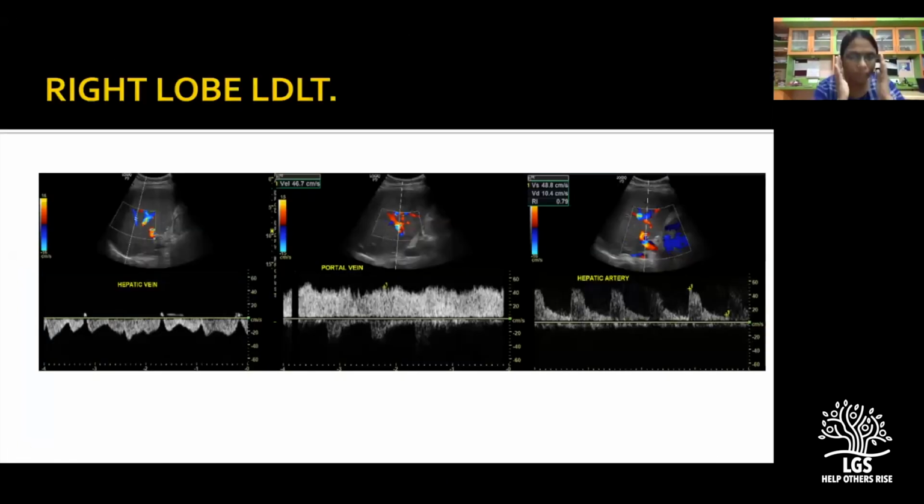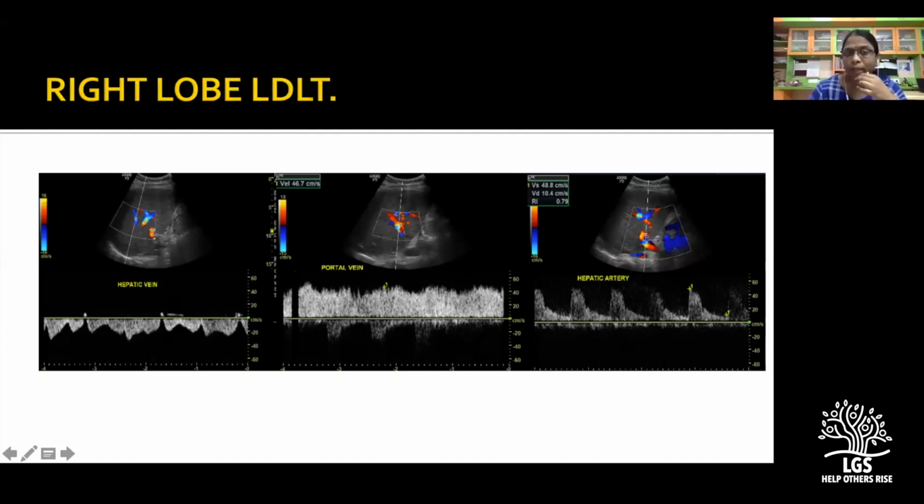So before ending this session, I just want to focus on this thing. This is the classical waveform which we need and which we are happy with, the triphasic waveform of the hepatic vein. The monophasic waveform of the portal vein with the velocity between 50 to 90 centimeters per second, and the hepatic artery, antegrade pulsatile hepatic artery with the resistance between 0.5 to 0.7.